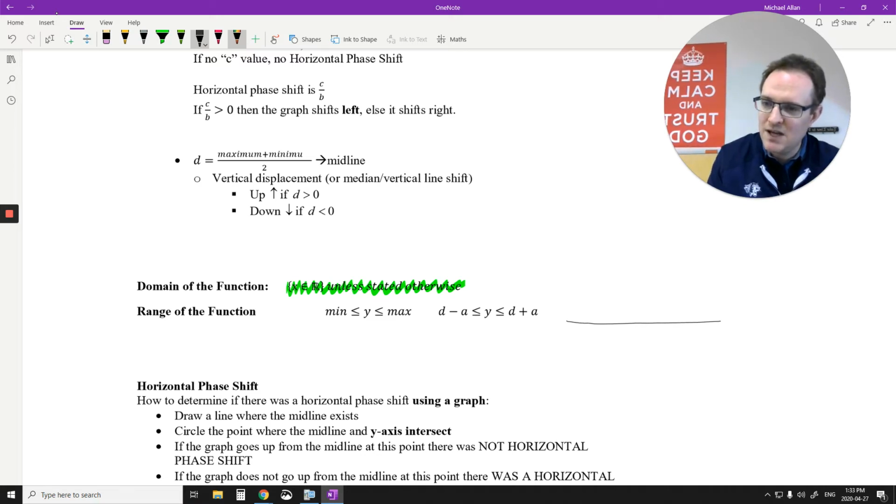You find out where the midline is. So here's my x and y axis, right? Find out where the midline is. So the midline would be where D is. Remember, that's what the midline is. The midline is the D value. Okay, so let's imagine the D value is right here. It could be negative or positive, but let's just say the D value here is positive. So this line is y equals D. So that's my D line, my midline. And the graph is going to go up and down from there.